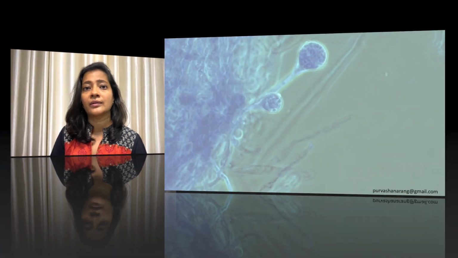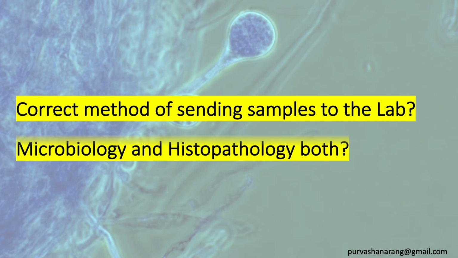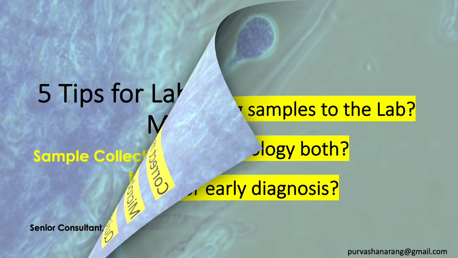Once we have obtained the samples, maybe from an endoscopic biopsy or from the surgical debridement, how do we go further about it? What is the correct method of sending the samples to the lab? Are microbiology and histopathology both required? Is there a quick and simple bedside test which can clinch the diagnosis of mucormycosis early?